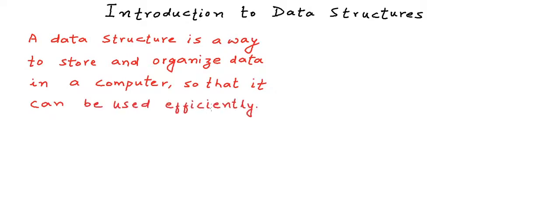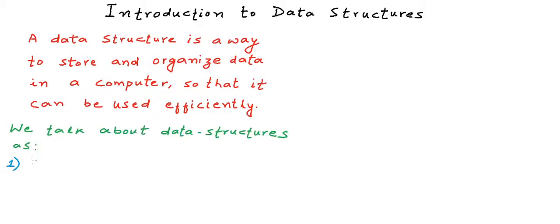When we study data structures as ways to store and organize data, we study them in two ways. So I'll say that we talk about data structures as one, we talk about them as mathematical and logical models. When we talk about them as mathematical and logical models, we just look at an abstract view of them. We just look at from a high level what all features and what all operations define that particular data structure.